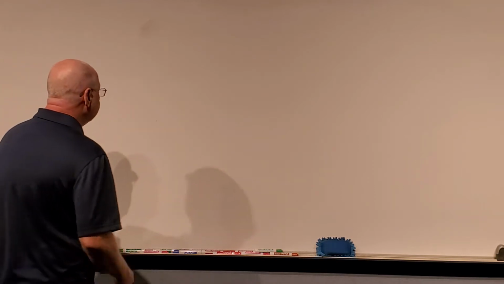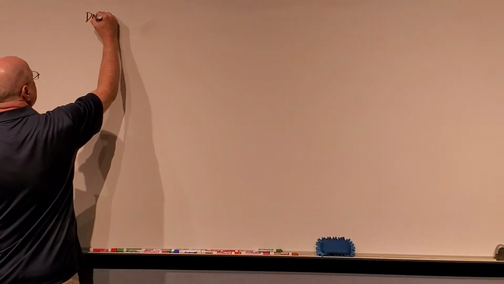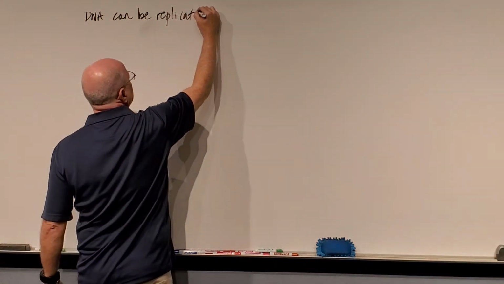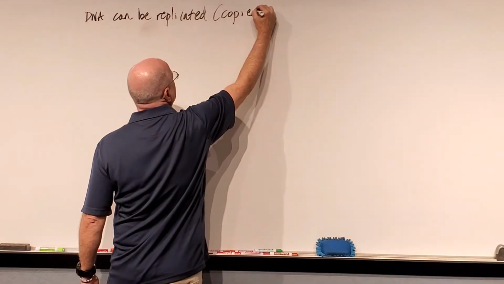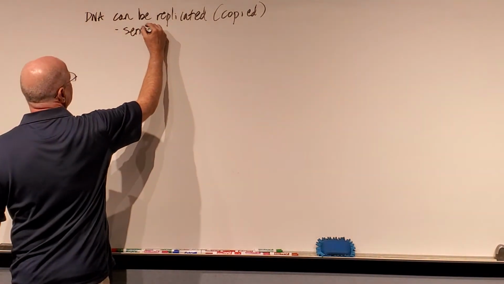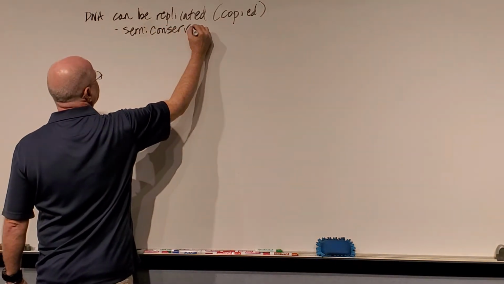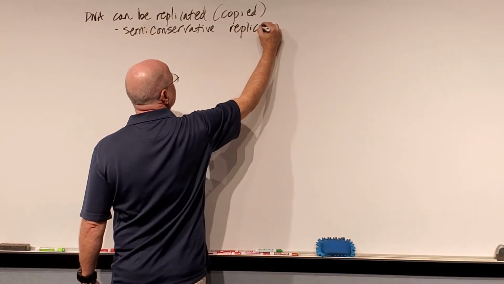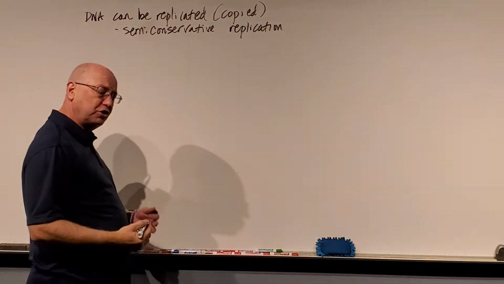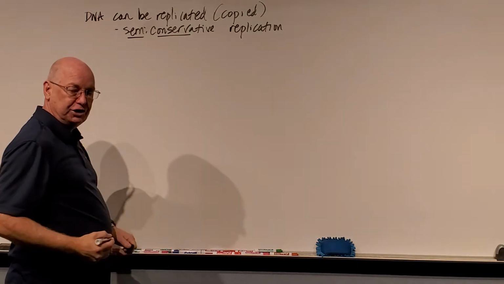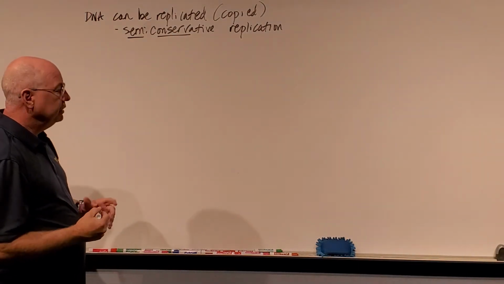Now, one of the things that this allows us to understand when we understand the structure of DNA is that DNA can be replicated, which simply means copied. We're going to talk about DNA replication, and DNA replication is said to have a semi-conservative nature. So what this means is it is partially not changing, okay? And here's how and why.